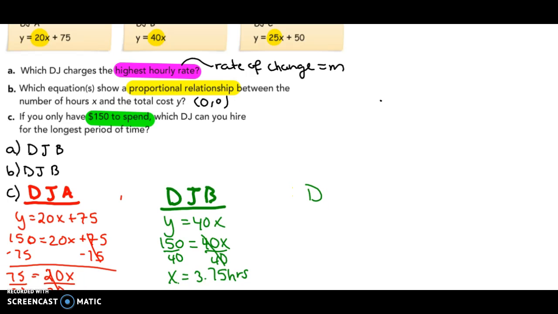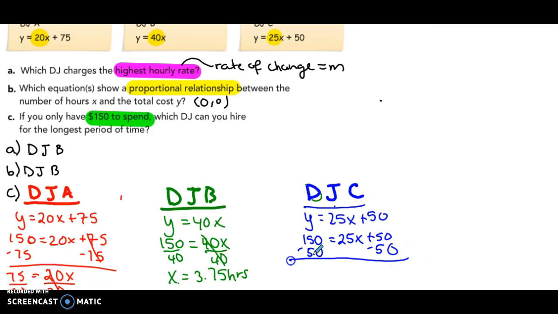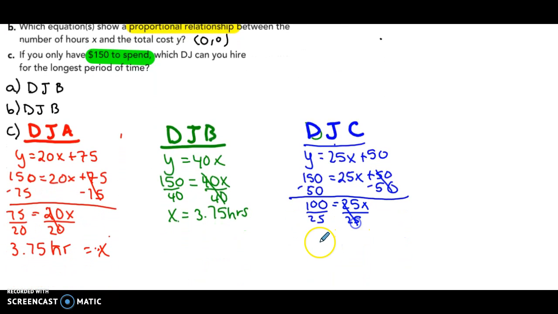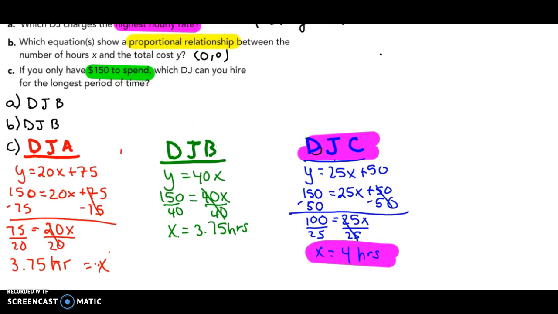Last, let's look at DJC, which we'll do in blue. So DJC's equation was y equals 25x plus 50. We know y is 150, so 150 equals 25x plus 50. Subtract 50 on both sides. We get 100 equals 25x. Divide by 25 on both sides. We get x to equal 4 hours. So that shows me that DJC has the best amount of hours, $450 to spend.